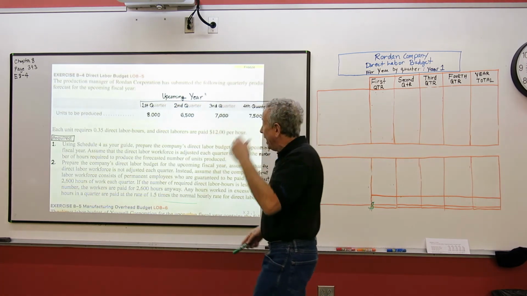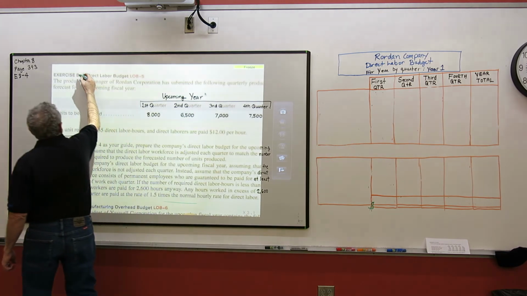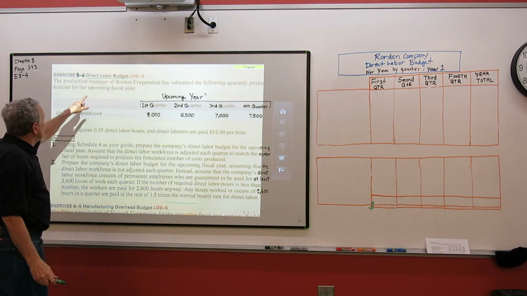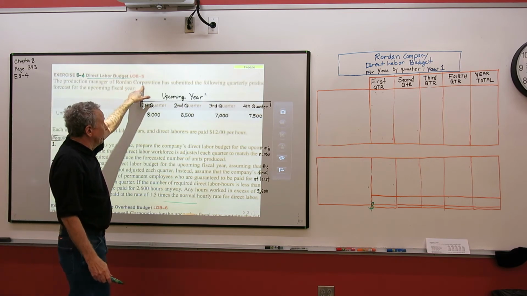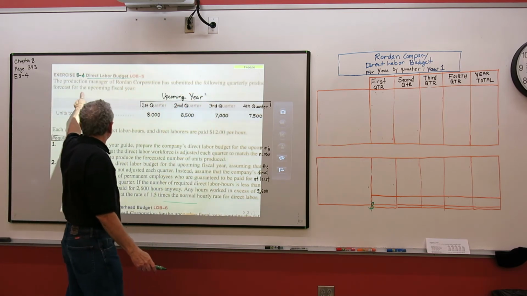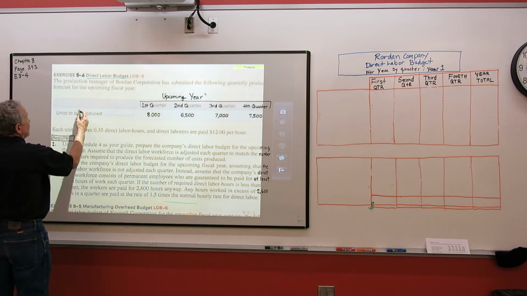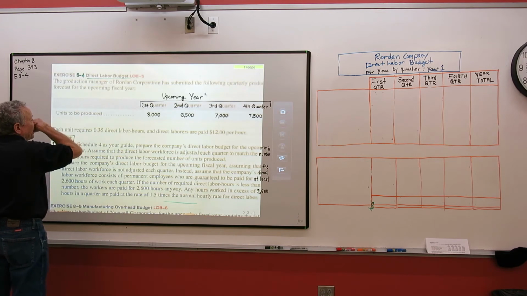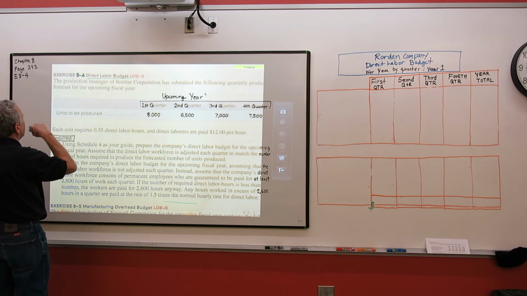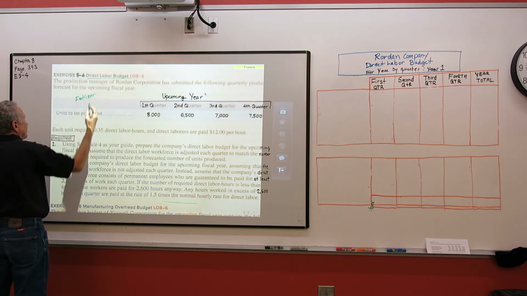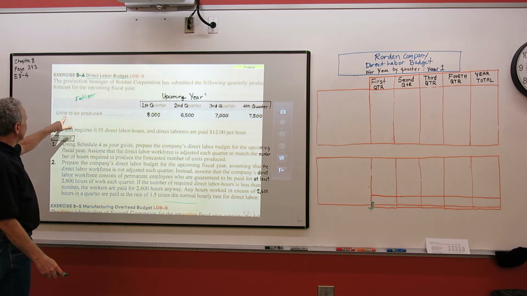This problem is exactly that. It's exercise 8.4. And again, it's a direct labor budget. And this is for a company called the Rorden Corporation. And they have the quarterly forecasted information. And it says, again, they're going to make these, let me see, Rorden Company, actually, let me see, they make, let's say, again, bags of fertilizer. I just made that up. But they make bags, and here's the units they're going to produce.